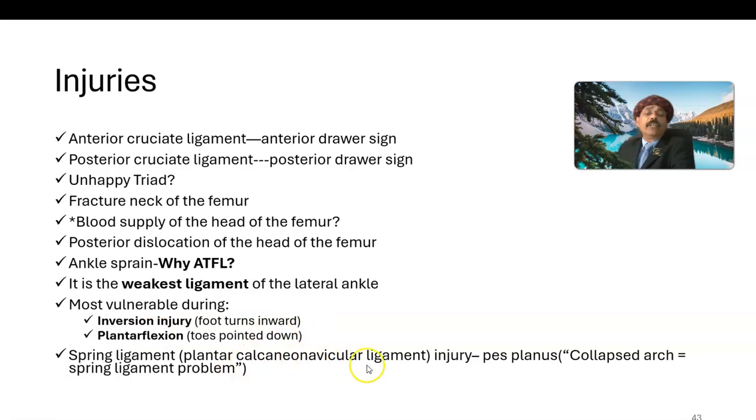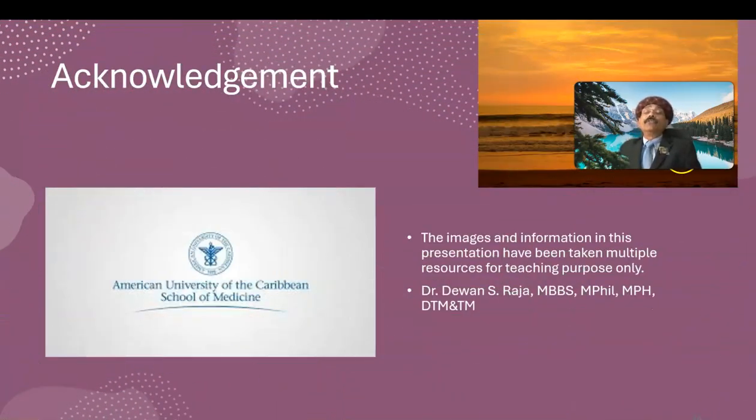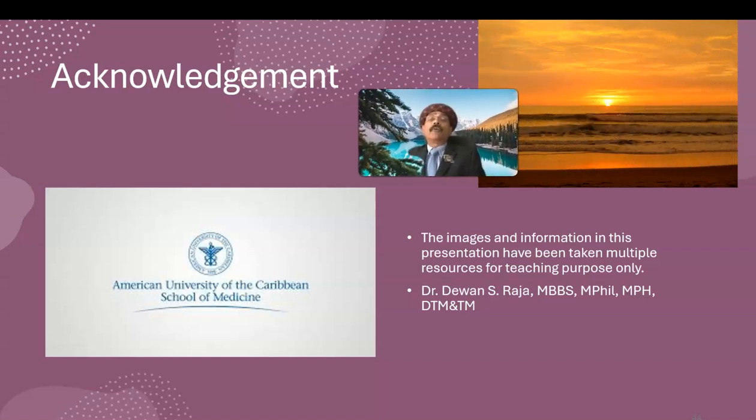Spring ligament is present on the under surface of the foot, actually on the sole. Also called plantar calcaneonavicular ligament, injury leads to pes planus, collapsed arch. Spring ligament problem. Okay, how about the deltoid ligament that is present on the ankle joint medially, as well as the tarsal bones? The deltoid ligament may be damaged in severe eversion. It is a strong ligament, so usually it is not torn, but may be damaged, depending on the impact of injury and the type of fall.